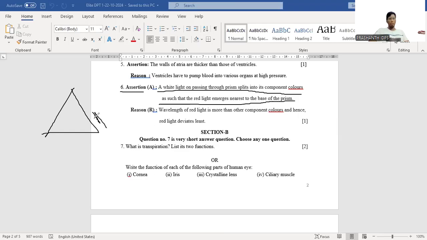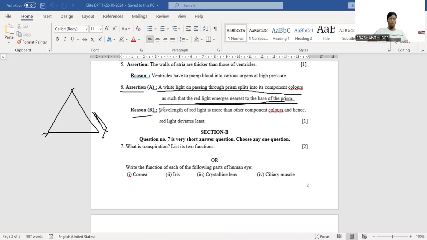Why? Because red light scatters very less, and also the wavelength is more. So it deviates very less. Wavelength is more and deviation is very less. So that is the reason that it forms near the base of the prism. So that is what the assertion is asking: it emerges nearest to the base of the prism.